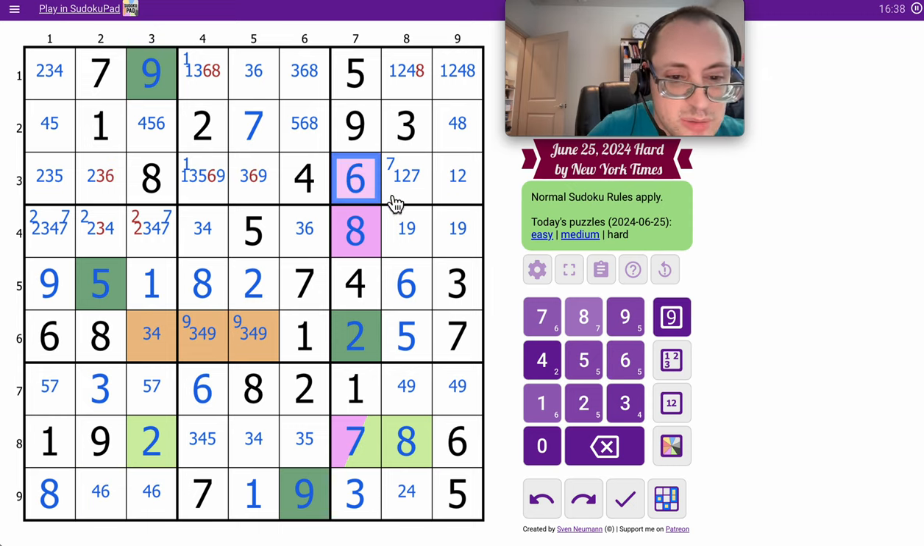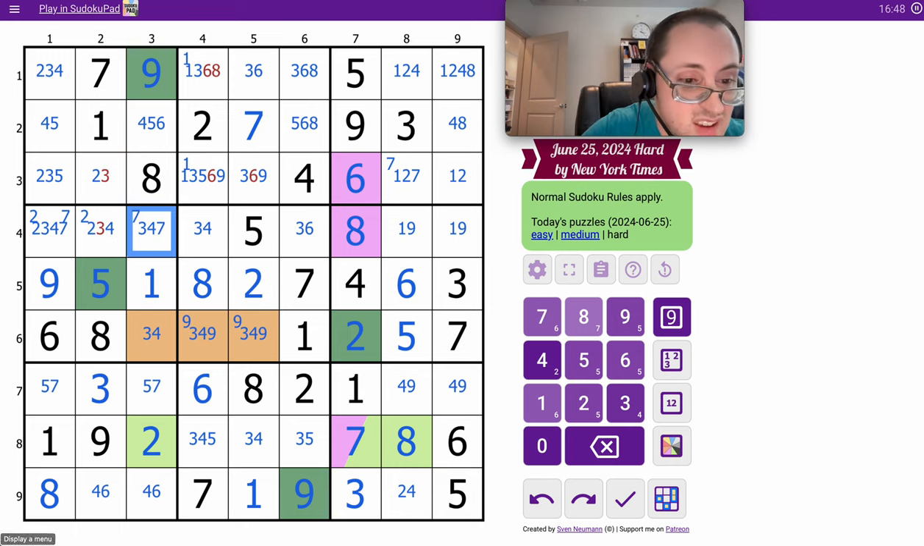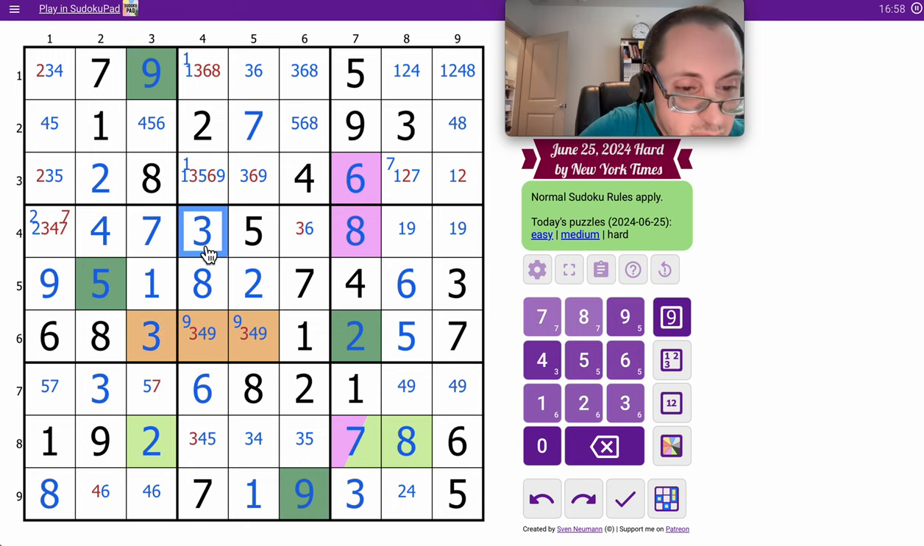The 7 in column 7 places the 6 in the row. Two's not there. Three's not there. This can't be three because of the three in column two, so that's a two. That places 4, 3, 7, 3, 6.